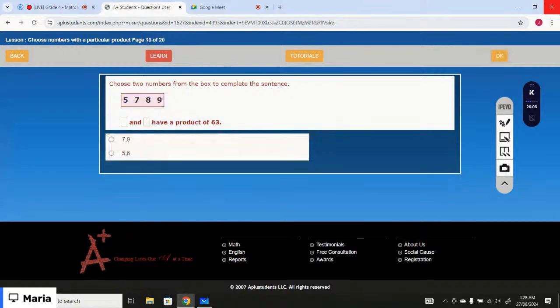The next one is choose two numbers from the box to complete the sentence. Dash and dash have a product of 63. So, which is the correct option?